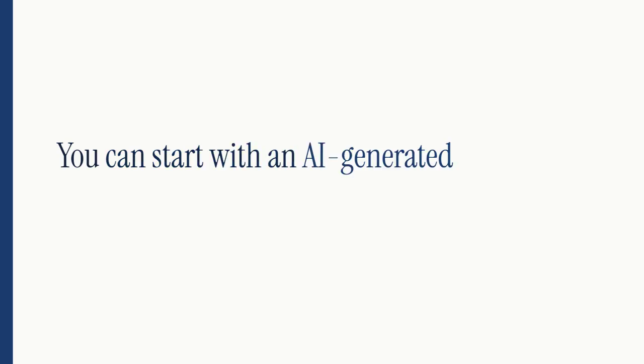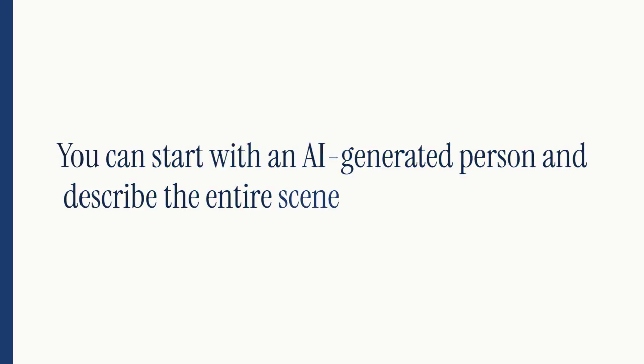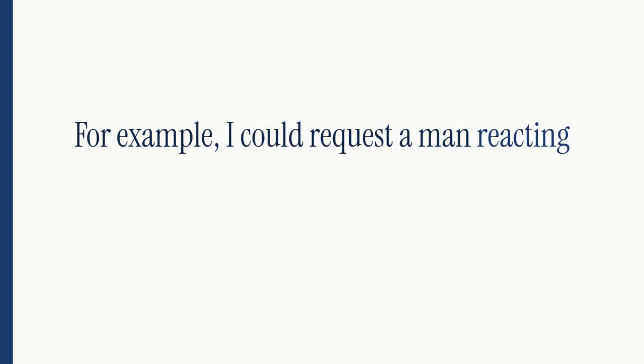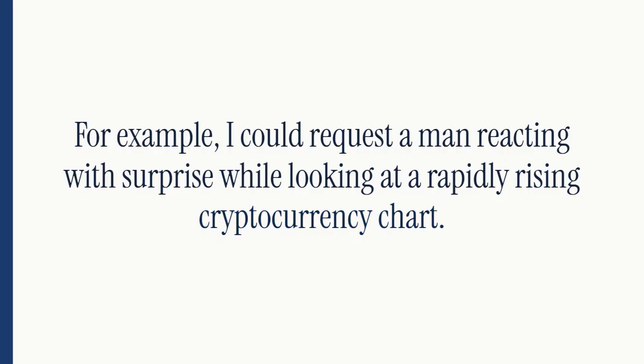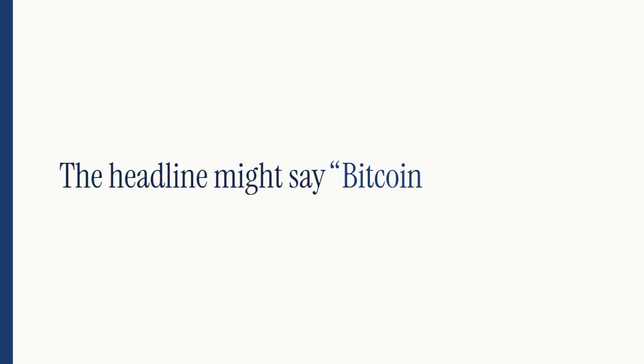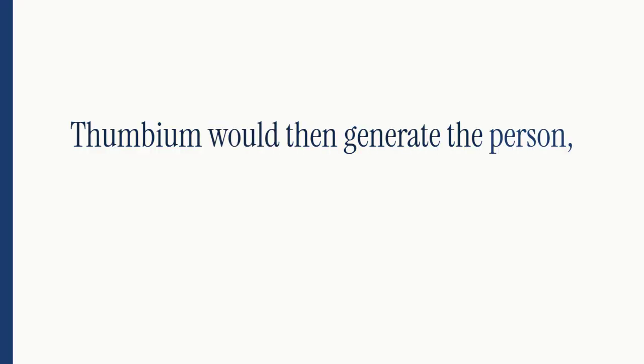For example, I could request a man reacting with surprise while looking at a rapidly rising cryptocurrency chart. The headline might say, "Bitcoin is exploding." Thumbium would then generate the person, chart, background, lighting, and layout based on those instructions.